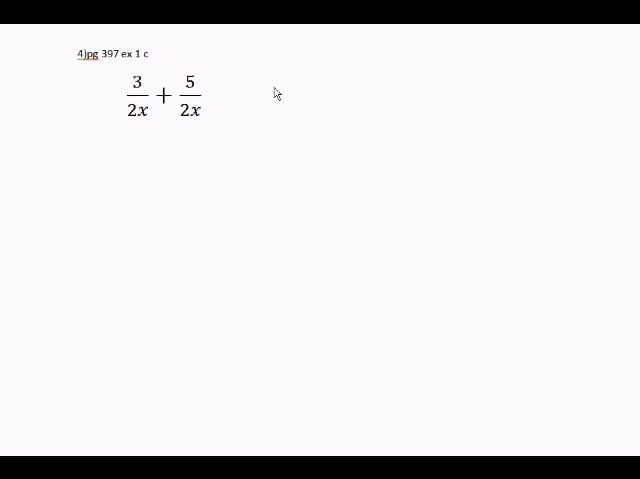Okay, so problem number 4. 3 over 2x plus 5 over 2x. What do you have to do here? You're adding two fractions together. Exactly. So what do I get? What do I get? And if you put that answer down, you're going to get it wrong. Why?